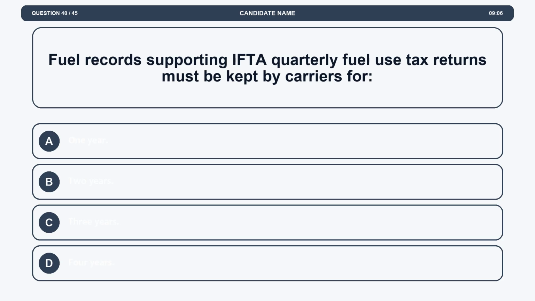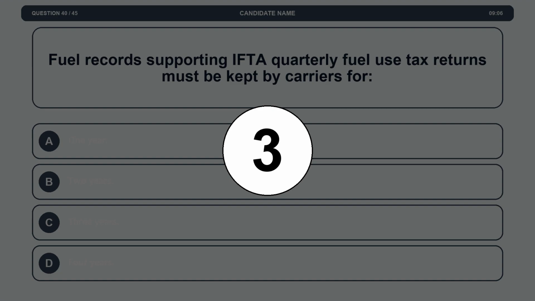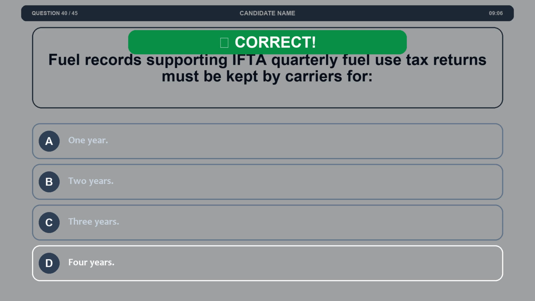Question 40. Fuel records supporting IFTA quarterly fuel use tax returns must be kept by carriers for: Option A, 1 year. Option B, 2 years. Option C, 3 years. Option D, 4 years. The correct answer is option D, 4 years.